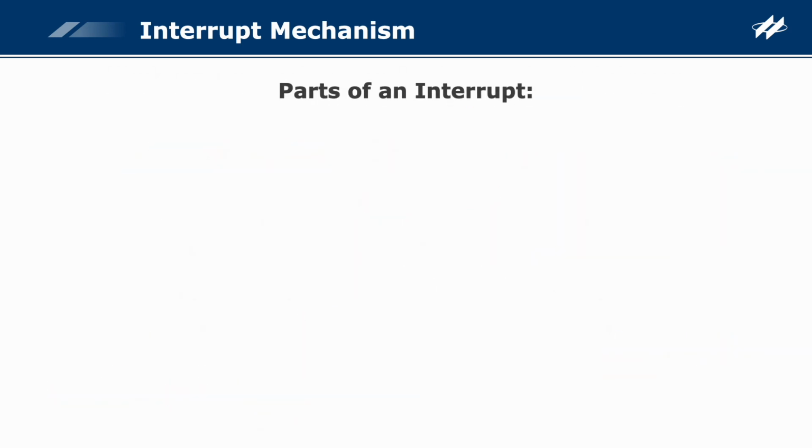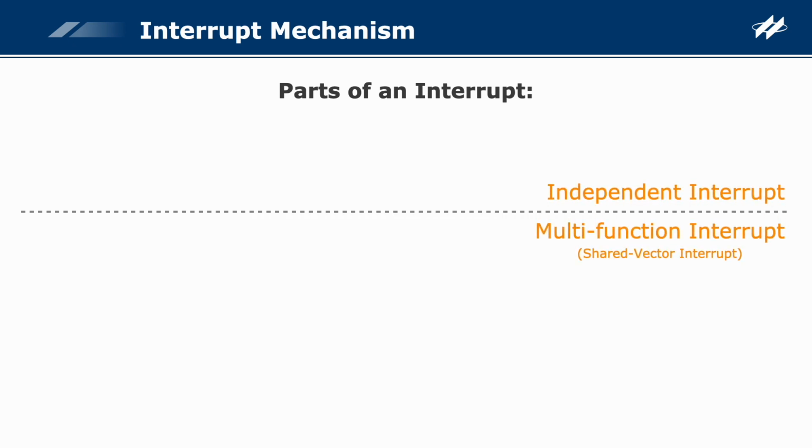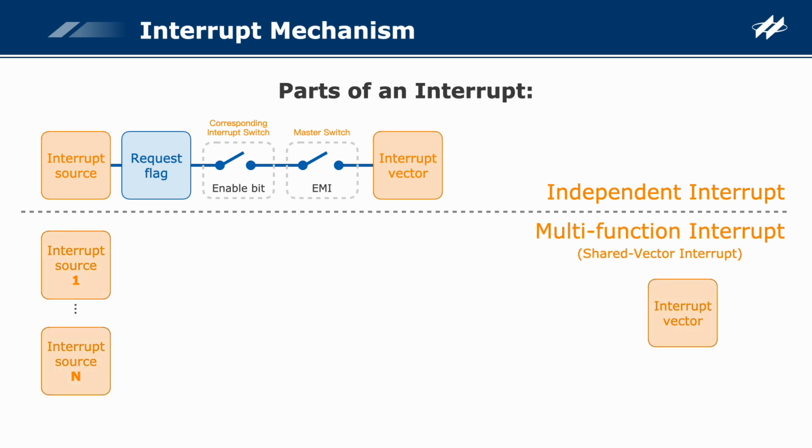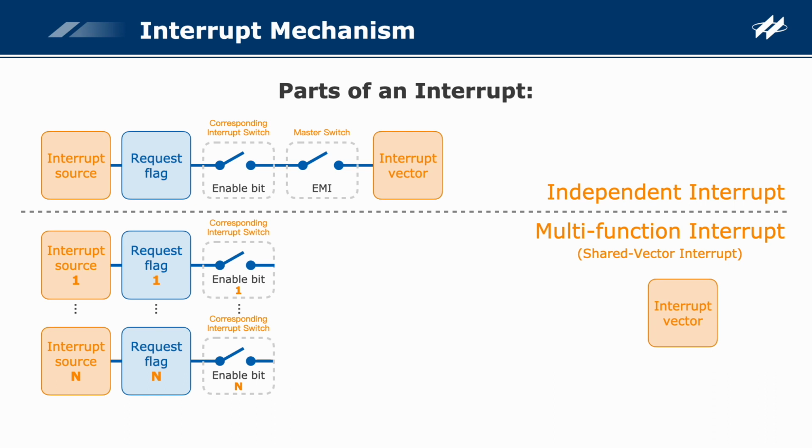In the HT8 MCUs, interrupts can be divided into independent interrupts and multifunction interrupts, where multifunction interrupts are also known as shared vector interrupts. For the independent interrupts, an interrupt source exclusively occupies an interrupt vector, while the multifunction interrupts consist of several interrupt sources and share the same interrupt vector. Similarly, these interrupt sources have their corresponding request flags and enable bits.